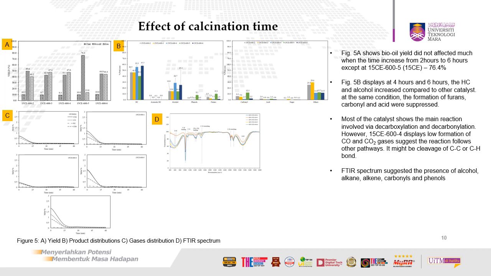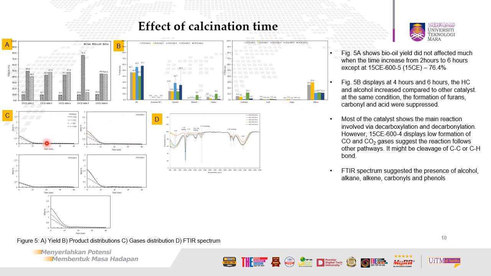Okay, let's discuss the effect of calcination time on catalytic activity. As we can see from this figure, the yield is consistent for each of the catalysts when changing the calcination time. However, we can see that 15CE605 poses a catalytic effect different from the other types of catalysts. The hydrocarbon produced is about the same for all the catalysts, and the same goes for alcohol. However, it produces large carbonyl with an increasing trend when increasing the calcination time.